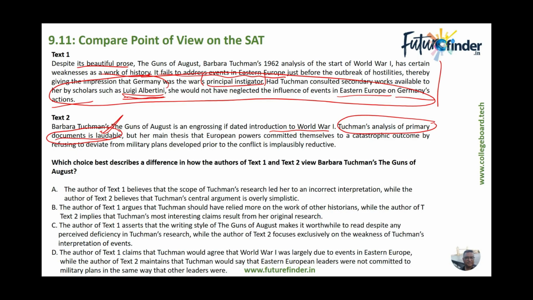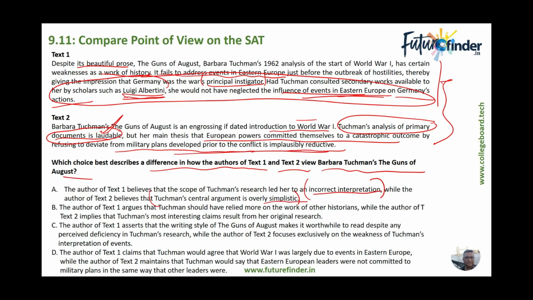But her main thesis that European powers committed themselves to a catastrophic outcome by refusing to deviate from military plans developed prior to the conflict is implausibly reductive. Great, fine. So basically, again, there is a difference of opinion between the author of text 1 and text 2. Which choice best describes the difference in how text 1 and text 2 view Barbara Tuchman's Guns of August? Okay, great. Let's look at A.